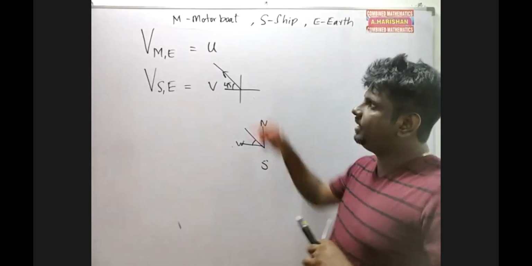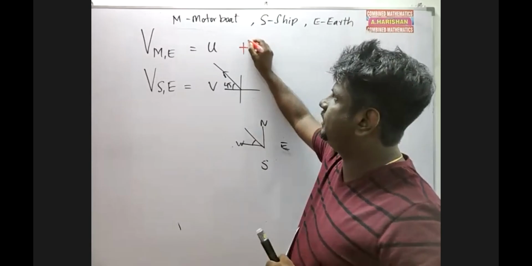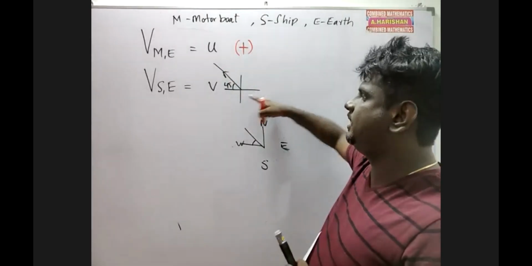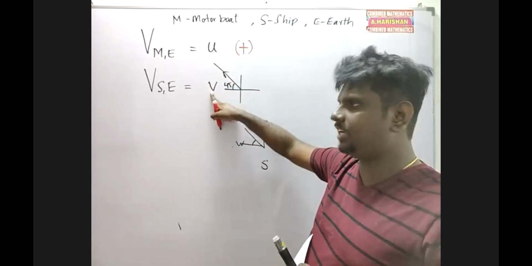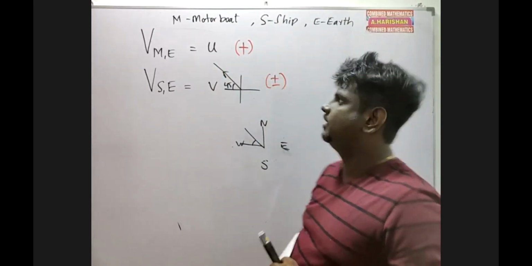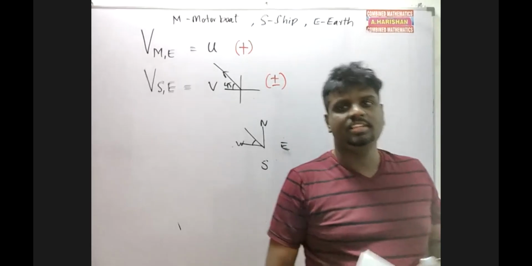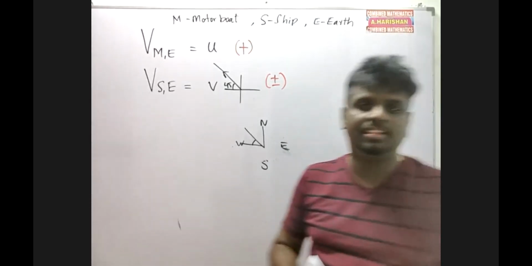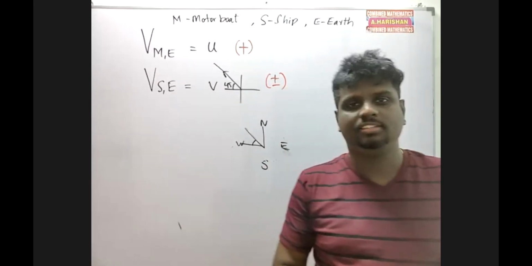Okay. Here, what do you have? Plus only. Here you have plus only. Here, V, that is magnitude. Direction is there. So you have plus and minus. Is it clear? Do you understand this? Okay.